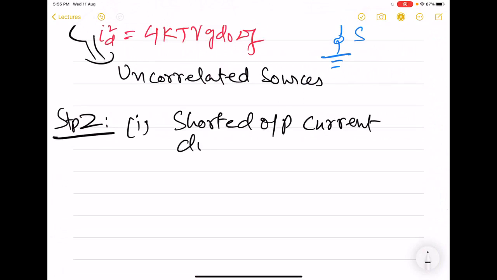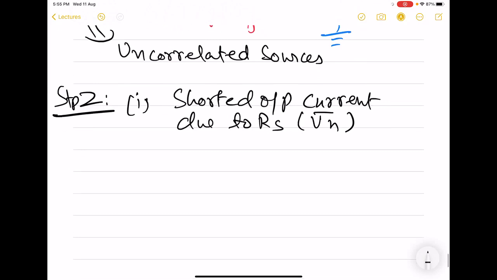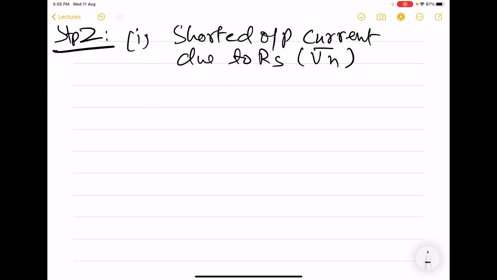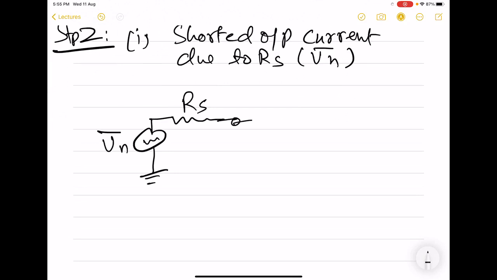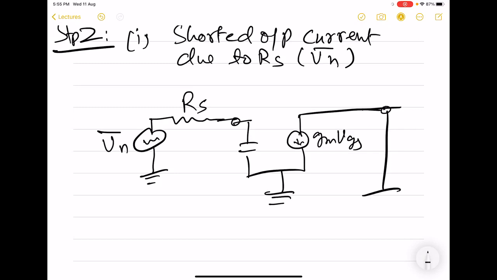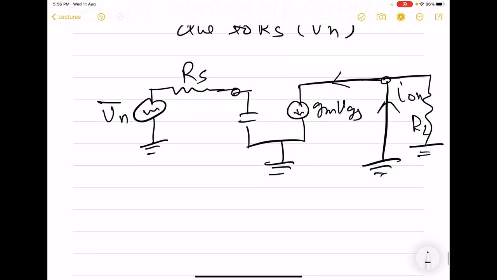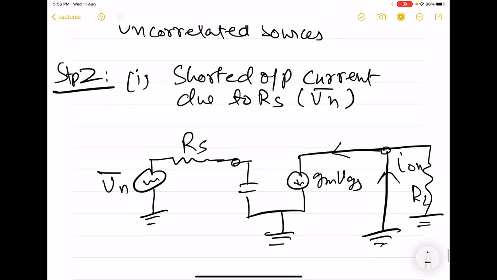First, that is due to VN. So here we include only this source in the model. This is my VN source, the noisy source, and it is connected to the MOS. From the superposition principle, we have excluded the channel noise current. ID has already been removed and we have shorted the drain. So here you can see that there will be a current ION flowing through this, and it is this ION which is going to be the short circuited output current in the Norton equivalent model of this circuit. So we want to know what ION is going to be.